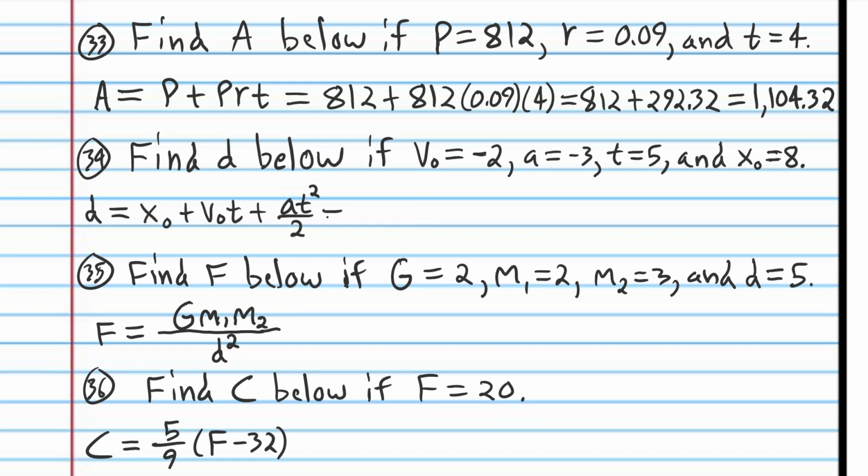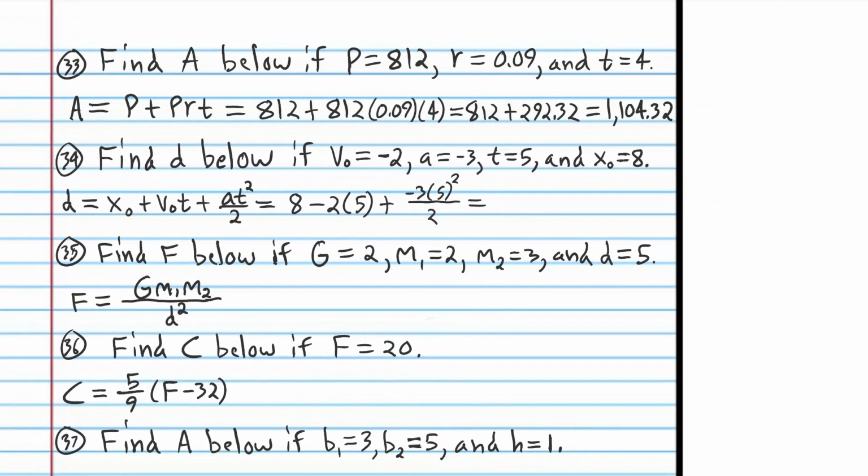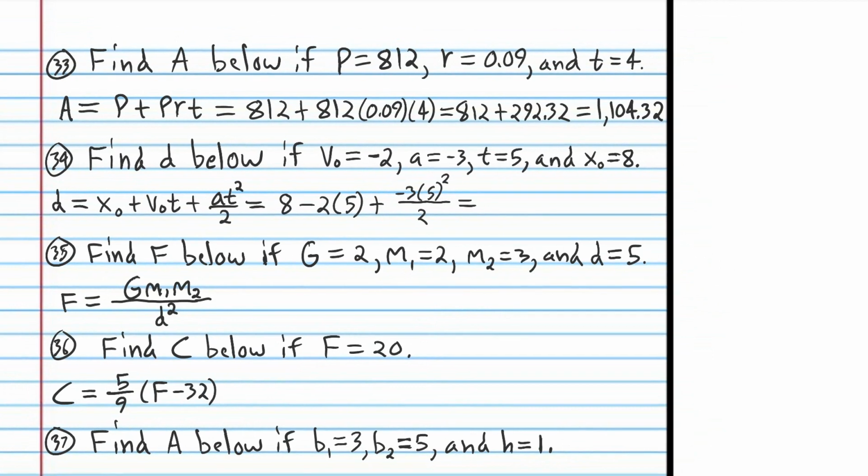All right, we're back. X naught is 8. V naught is -2. T is 5. A is -3. And T again is 5. So a lot of operations going on here. So we're going to simplify this. Actually, we can do multiple things. So -2 times 5 is -10.